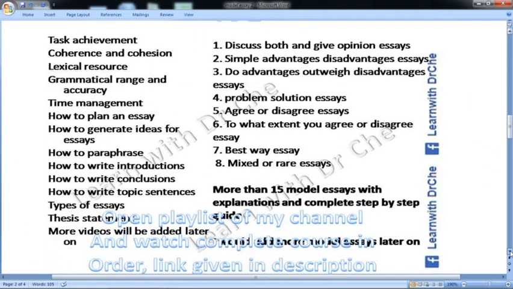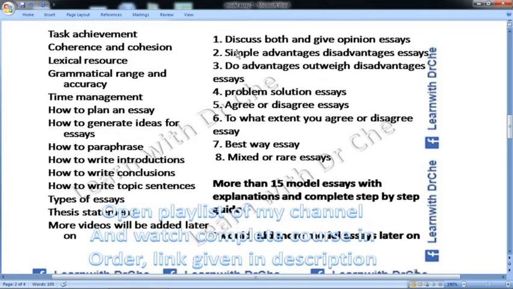This is an overview of my complete essay writing course. I have started from 4 assessment criteria, then time management, how to plan your essay, how to generate ideas, paraphrasing, introductions, conclusions, topic sentences, types of essays, and then 8 types of essays. We are at this one, first one, discuss both sides essay. And I have written more than 15 model essays in my course. Open the playlist of my channel and watch the complete course in order. The link is given below in the description box.